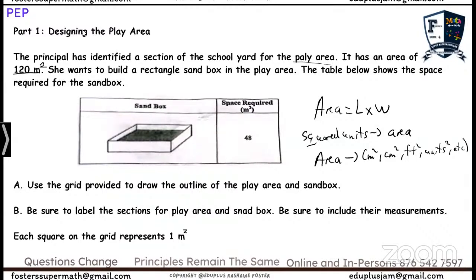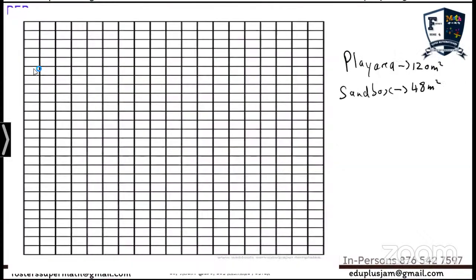All right, so let us get going here now. Remember what you told me: once we're dealing with area, what is the formula that we use? We're going to have to use length times width.